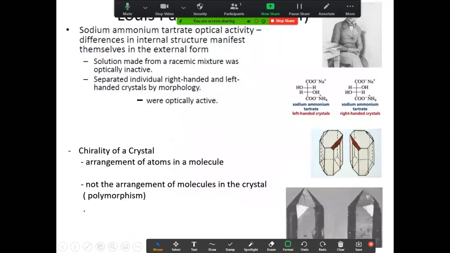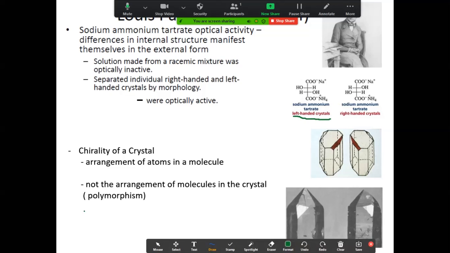Then comes along Louis Pasteur, who looked at how these different types of crystals could affect the plane of light. What he looked at especially was sodium ammonium tartrate and its optical activity. Slight differences in the internal structure would manifest itself in the external structure. When he crystallized sodium ammonium tartrate, there are 2 types of chiral isomers, the left-handed and the right-handed crystals.